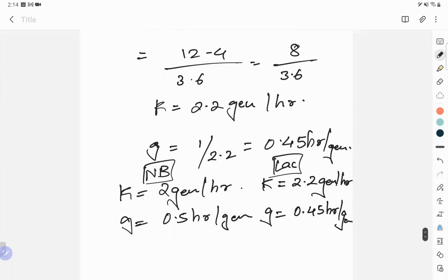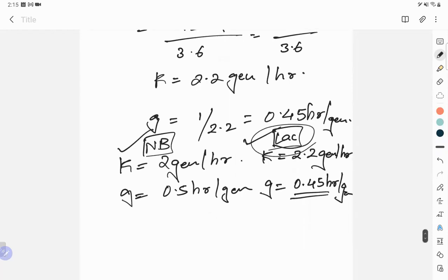So you can clearly see that even though there is a slight change, what has happened to the doubling time in presence of lactose? The doubling time has decreased. In comparison to nutrient broth, you see that the organism is multiplying much faster in the lactose containing medium. Correct? So you can have such comparative problems also. This is one of the basic comparative problems.